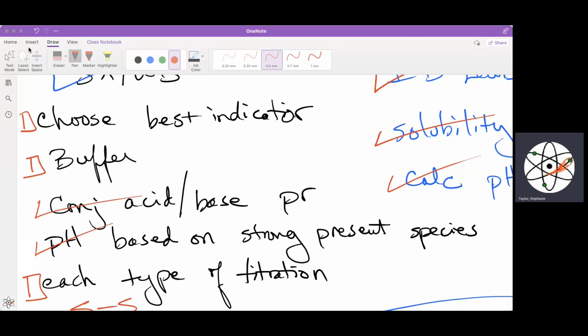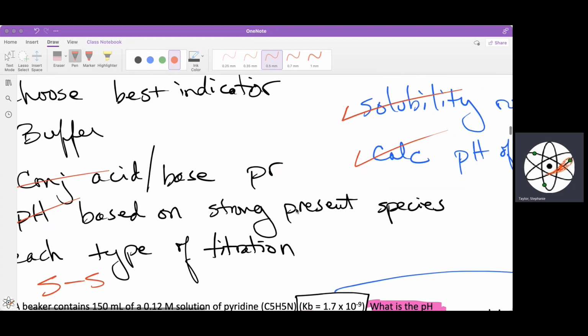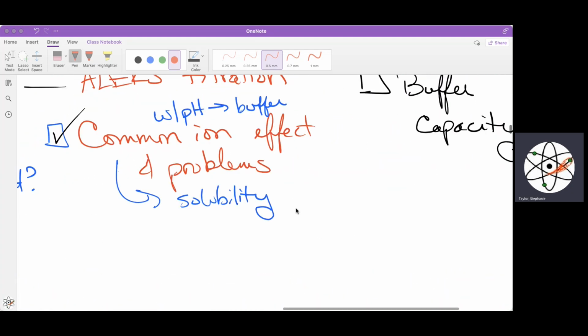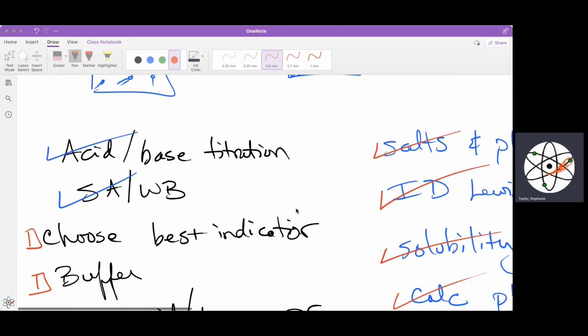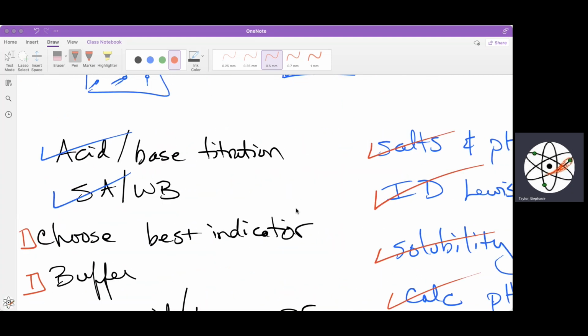All right, so as we get ready to do the follow-up video, I am looking for a couple of things: choosing the best indicator, a buffer problem, each type of titration, but I think we just had the strong one left, and buffer capacity. So I'm going to do buffers first.